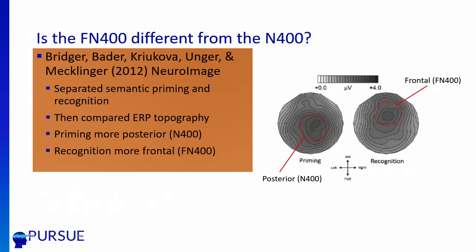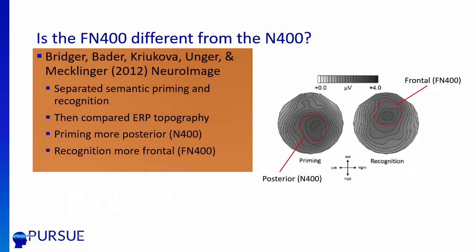Here's another example from memory research where people have used differences in topographies to separate two ERP components and the cognitive processes that go along with those things. So the question is, is the FN400 different from the N400? There had been a little bit of a debate that they were the same thing.